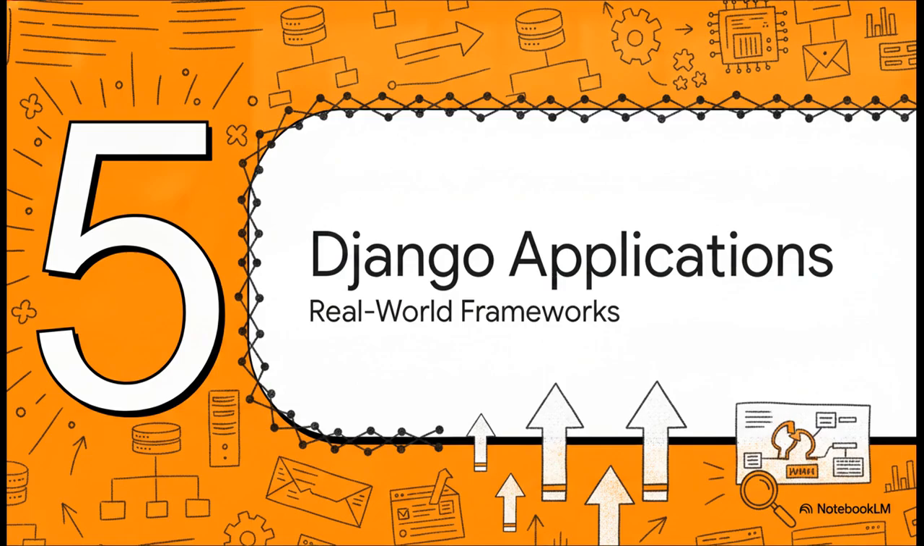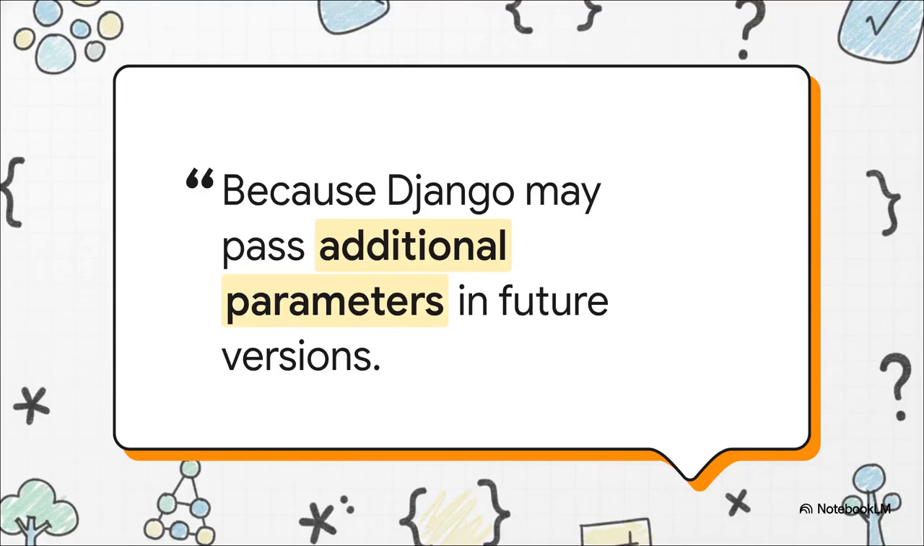Section 5. Real-world Django applications. Now that we know the theory and the syntax, let's step into that senior engineer role and look at actual production code. If you've ever worked with Django, you have absolutely seen this snippet. When overriding a model's save method, we define it with *args and **kwargs, and then just pass them directly up to super.save.